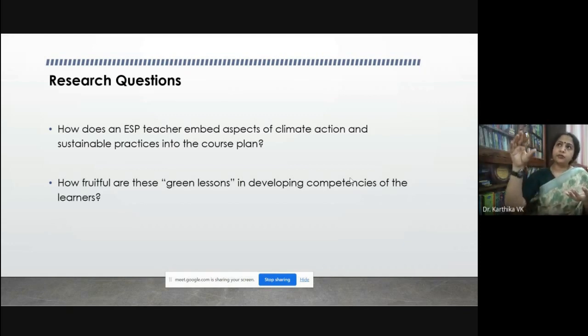So we had to do with presentation skills, report writing, SOP writing, email writing, all technical kind of writing. I was teaching them that, and incorporating climate action into that was slightly challenging. And I wanted to assess how fruitful these green lessons were in developing competencies of the learners.